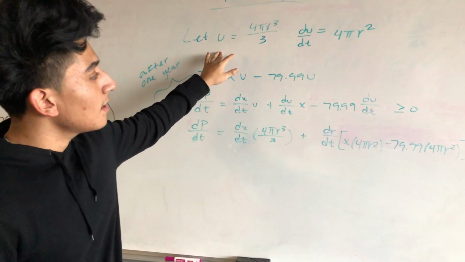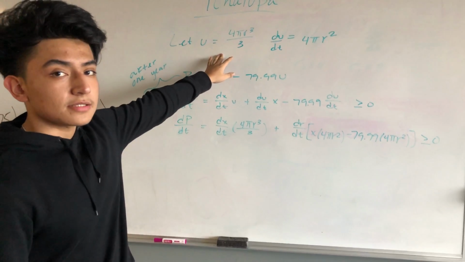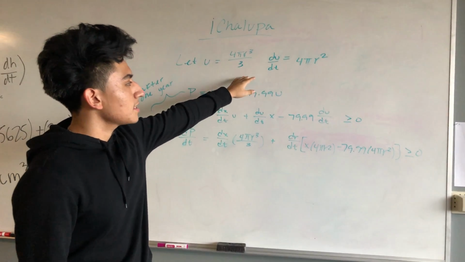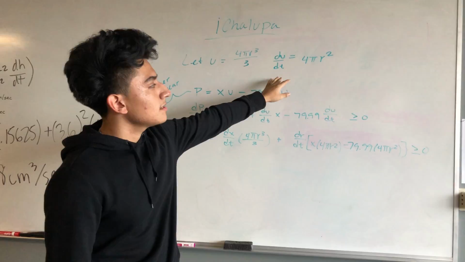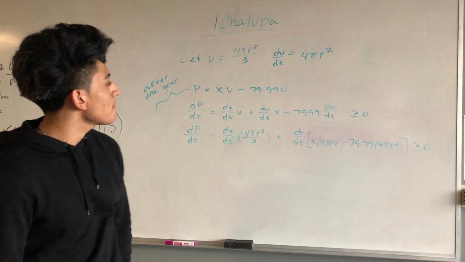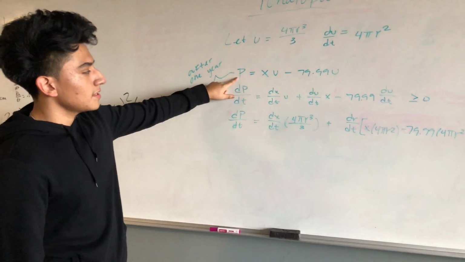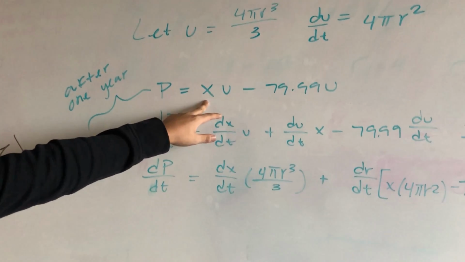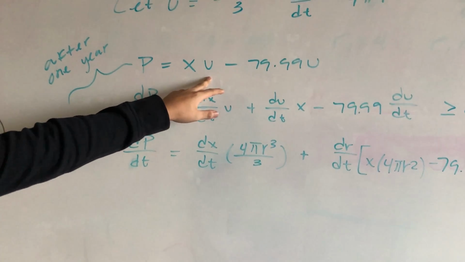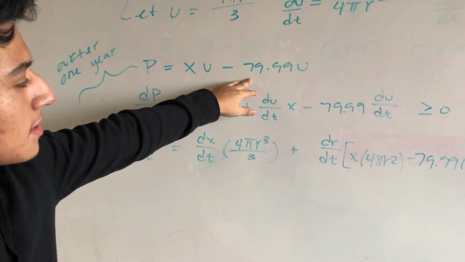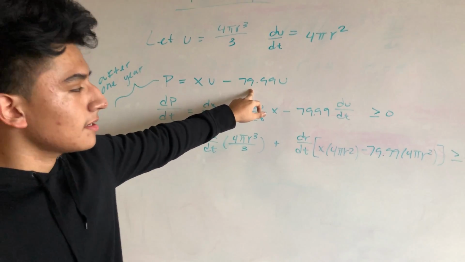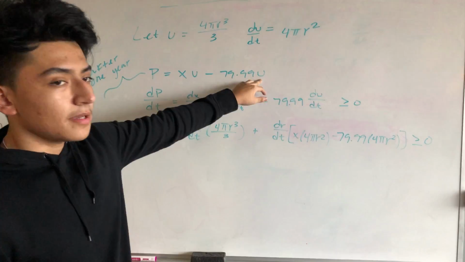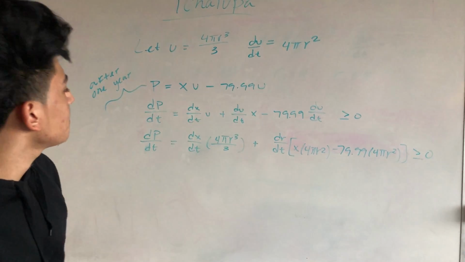We're using u as 4 pi r cubed over 3 because that's the volume of a sphere. We take the derivative and we get du over dt equals 4 pi r squared. We know that our profit equation is equal to the price we charge for the product times the amount of product, minus the cost that we take to make it times the amount, which is $79.99.